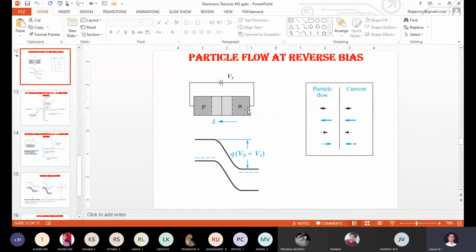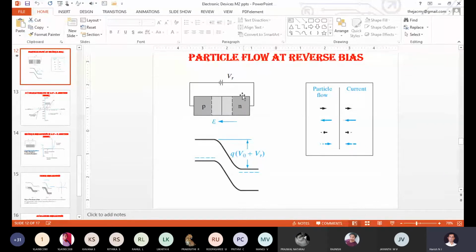When a repulsive force is initiated, the electrons in the P type start diffusing, start moving to their original destiny. What is the original destiny of the electron? And what is the original destiny of the hole? Original destiny of the electron is N type. Original destiny of the hole is P type.